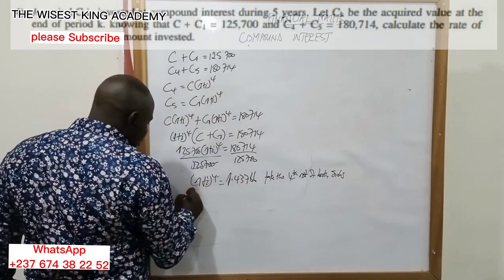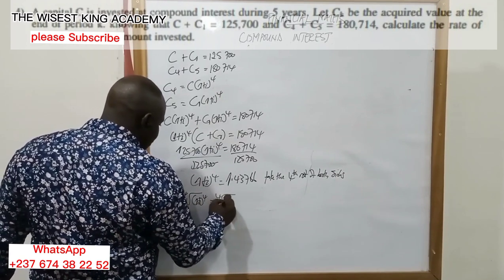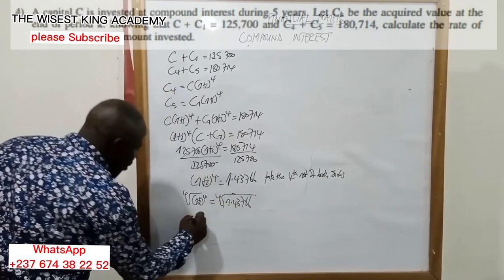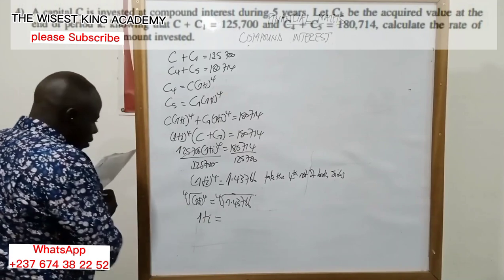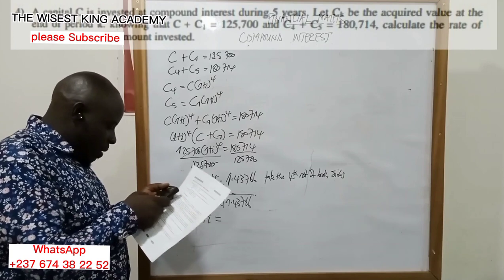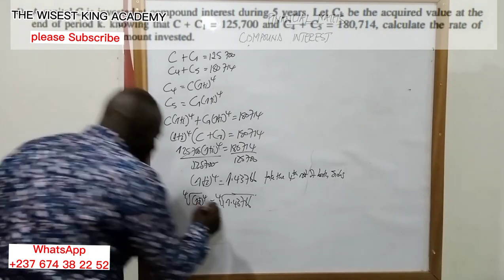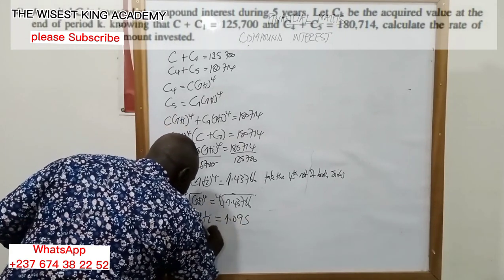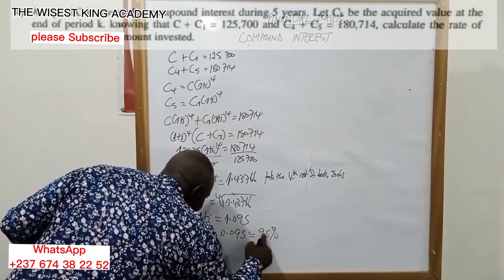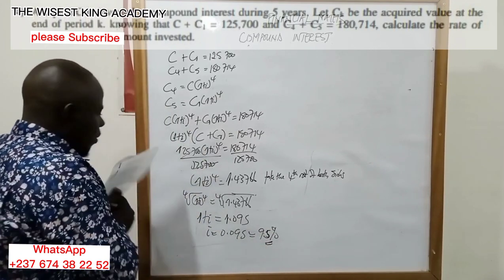If I take the fourth root of both sides, it means 1 plus I raised to the power 4 equals the fourth root of 1.43766. Now this will cancel to leave 1 plus I. I already have this in my calculator, so press the root key or shift, then answer, then equal. You give me 1.095. So I will be equal to 0.095, which is equal to 9.5%. So that's what we have there.